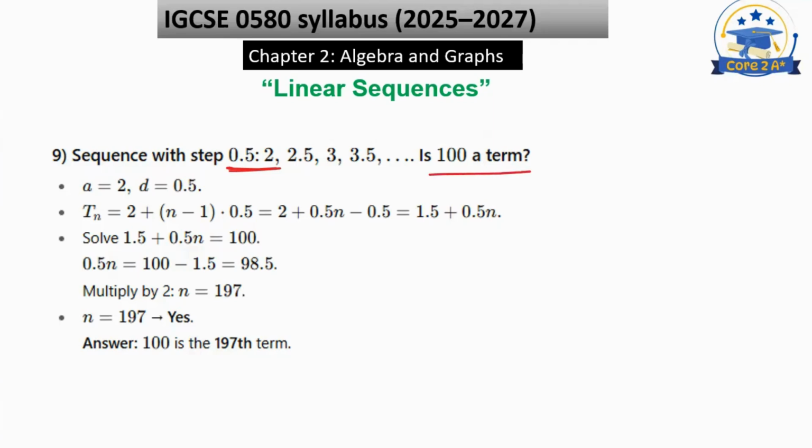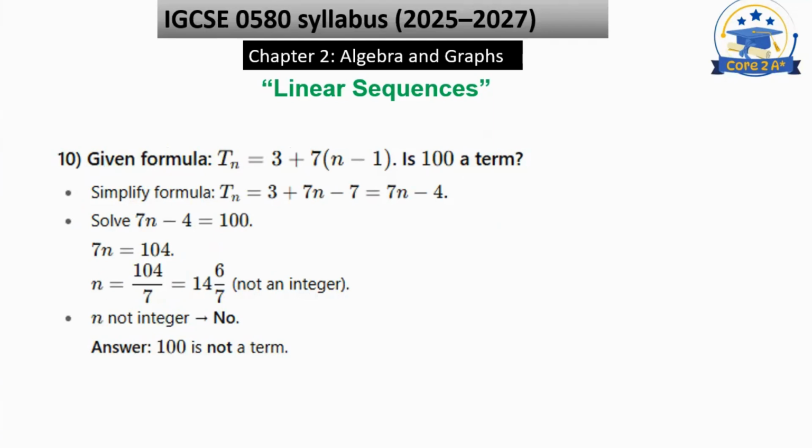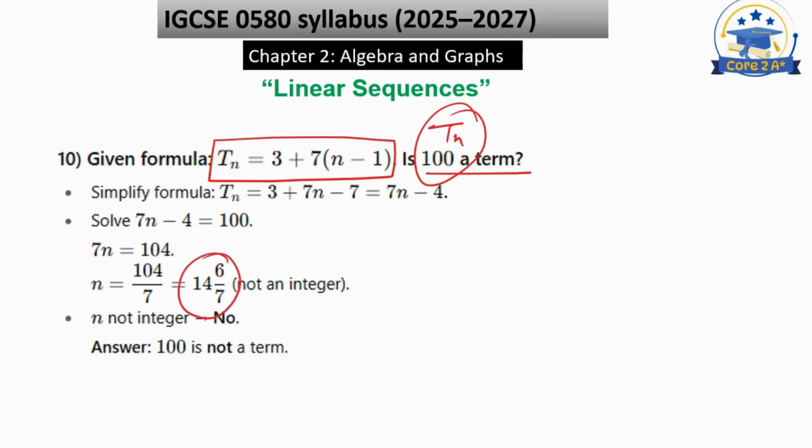And you know very well how to find this with the help of this formula. Tn equals, we have already solved so many questions. The formula is already given, and you need to find whether 100 is a term. So Tn is your 100. Put the value and get your answer. After putting, you are getting this, which is a mixed fraction, an improper fraction. Because it is not in integer form, it means no. 100 will not lie in this particular sequence. So 100 is not a term for that sequence.